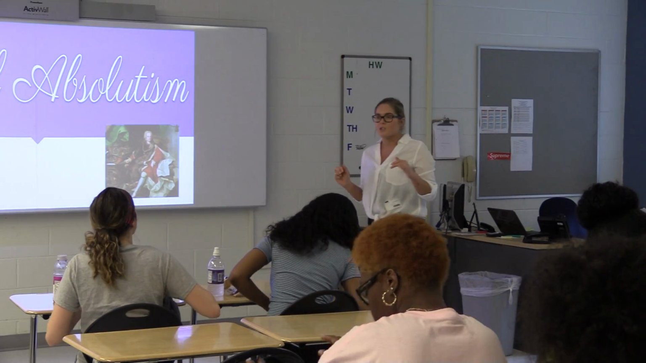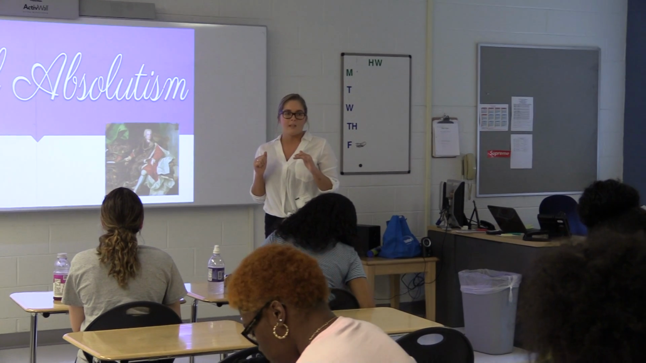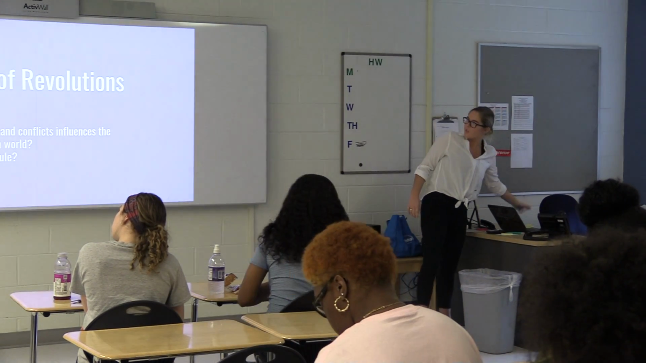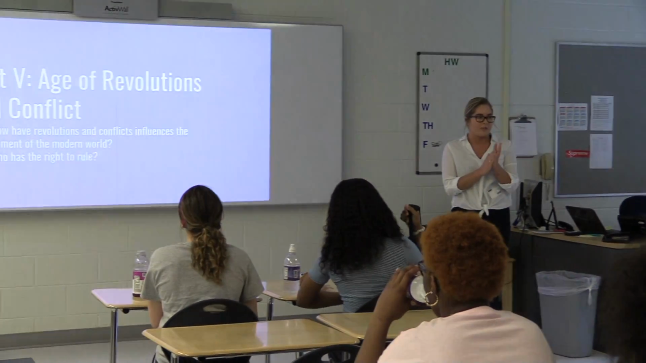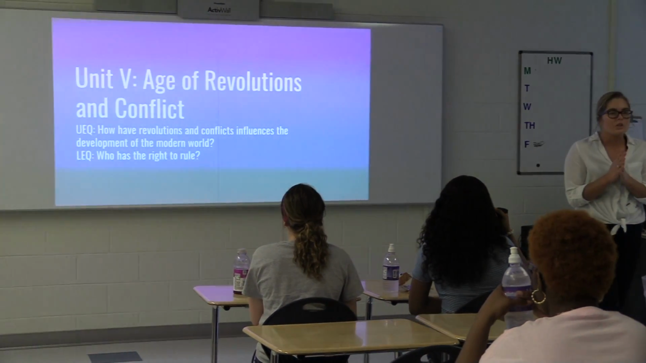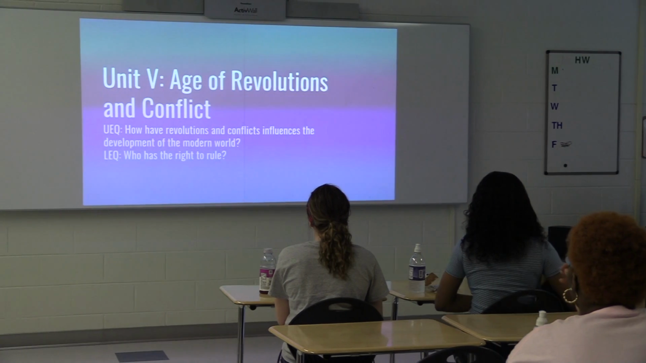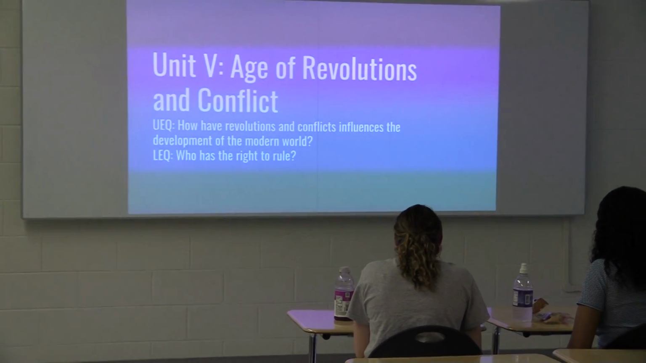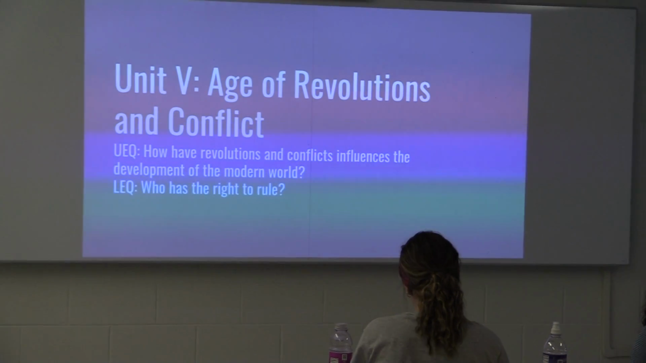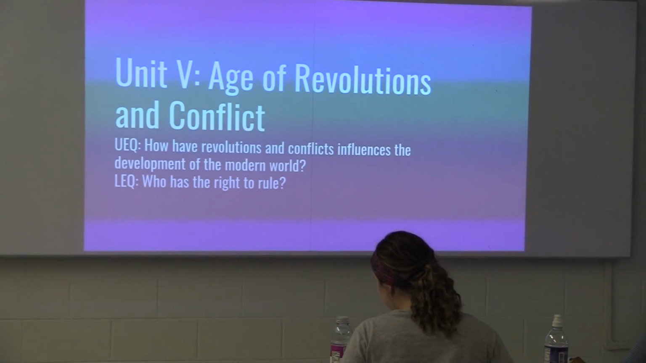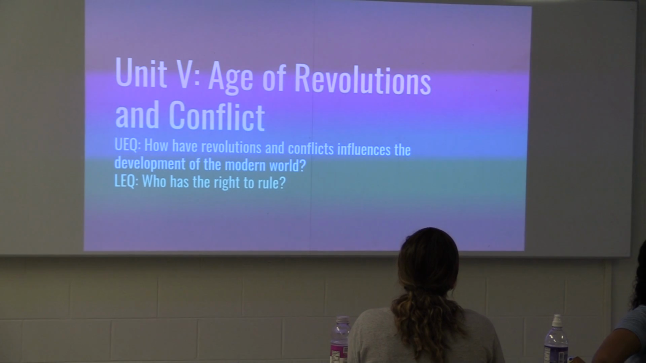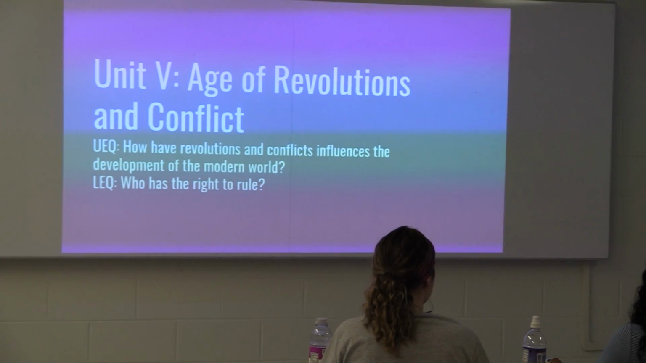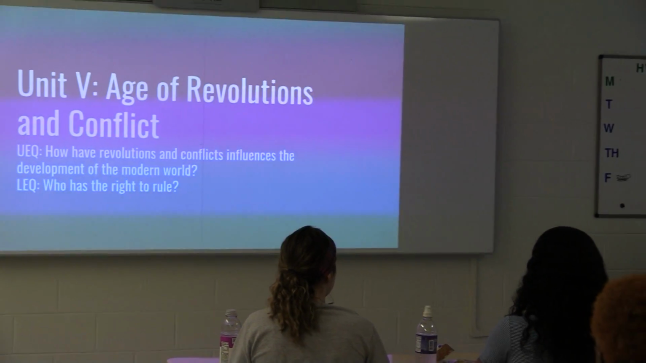Today we're learning about the age of absolutism. We're on to our new unit, which is the age of revolutions and conflict. So the unit essential question is, how have revolutions and conflict influenced the development of the modern world, which we know has a big impact on who we are today, right? We have the American Revolution, that's part of this whole unit. And the question I want you guys to think about today is, who has the right to rule? What gives someone the right to rule?